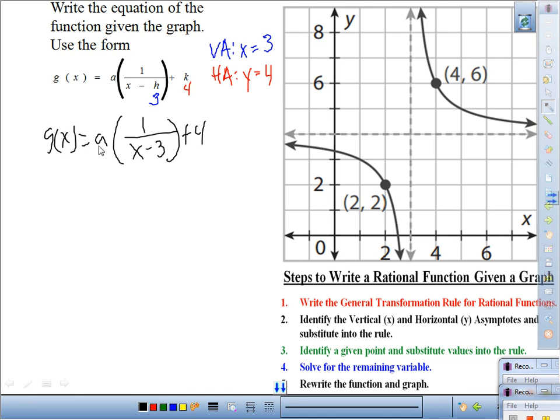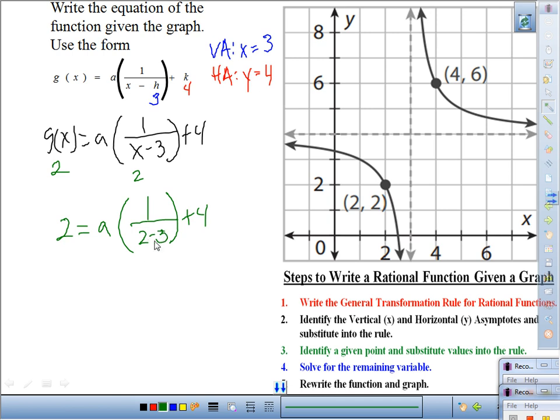Okay. But now we have a to solve. So that means we need to use one point. Which point do you want to use? 4, 6, or 2, 2? 2, 2. So I'm going to use 2 for x and 2 for g of x. So my new equation is 2 equals a, parentheses, 1 over 2 minus 3 plus 4.